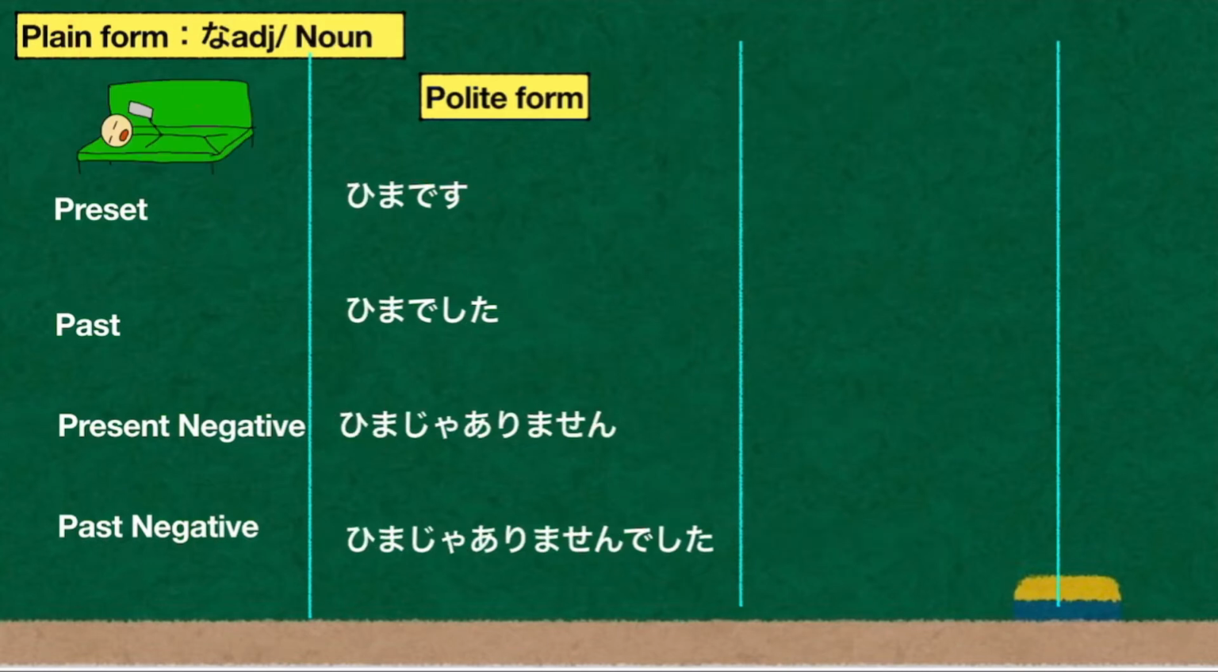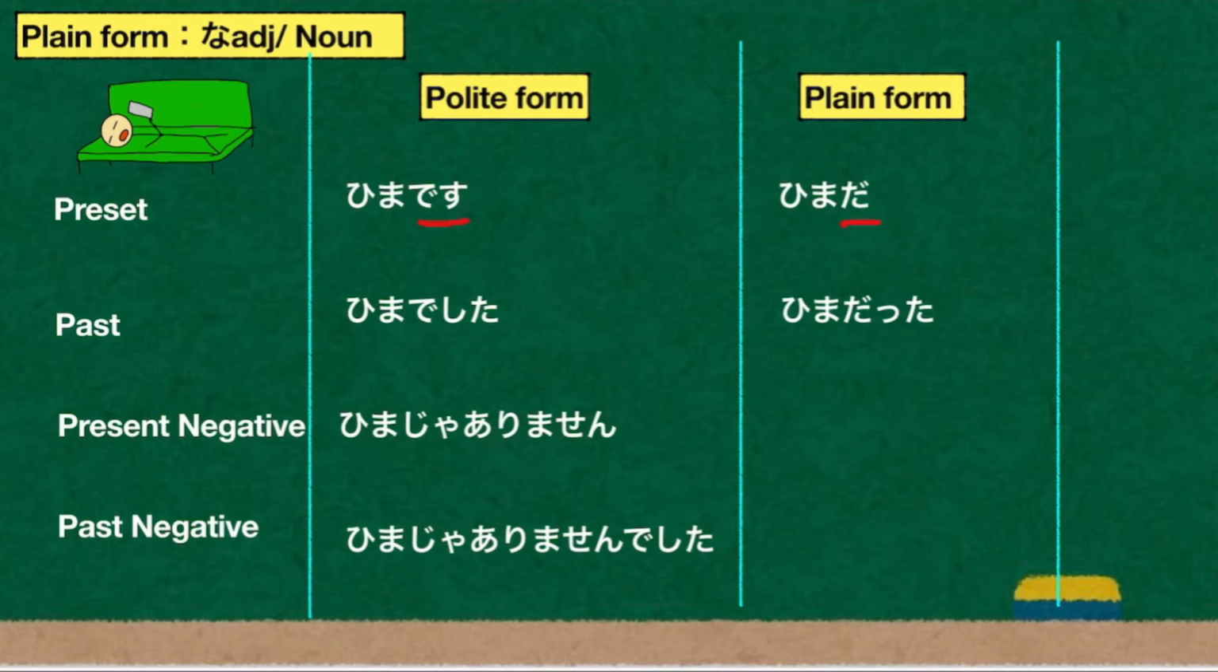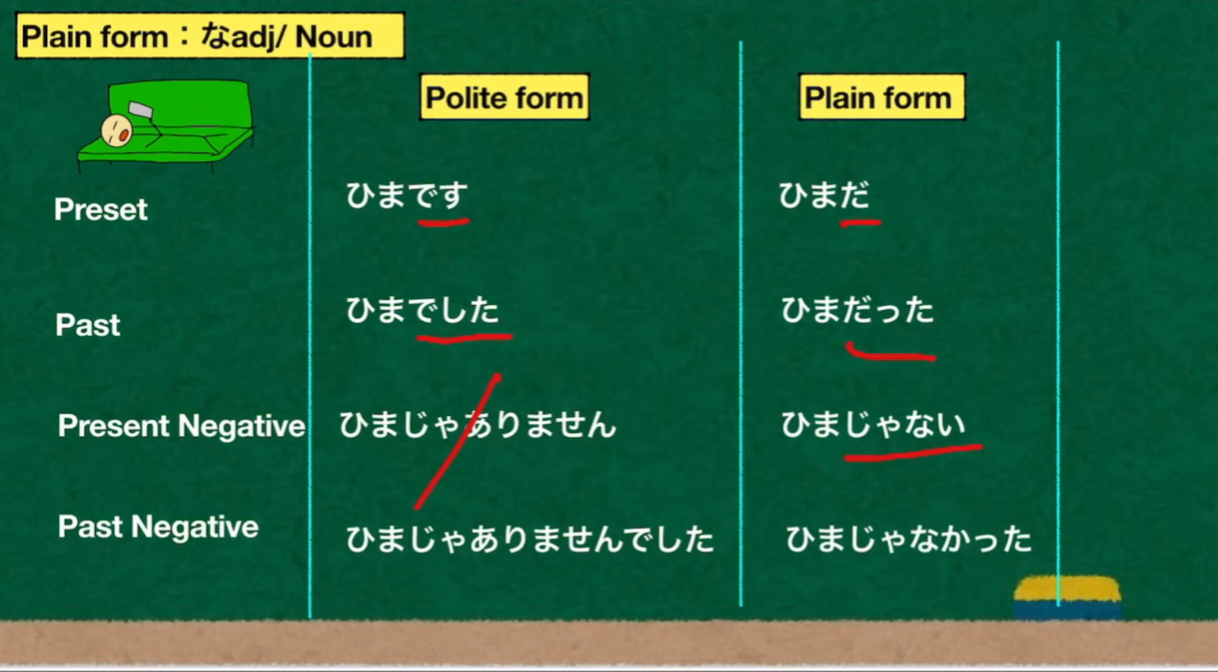However, plain form for na-adjectives and nouns is different. Polite form: 暇です, 暇でした, 暇じゃありません, 暇じゃありませんでした. Plain form: 暇だ. So change です to だ. 暇でした becomes 暇だった. 暇じゃありません: delete ありません and add ない, 暇じゃない.